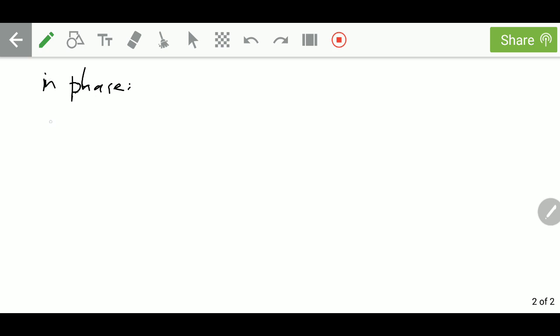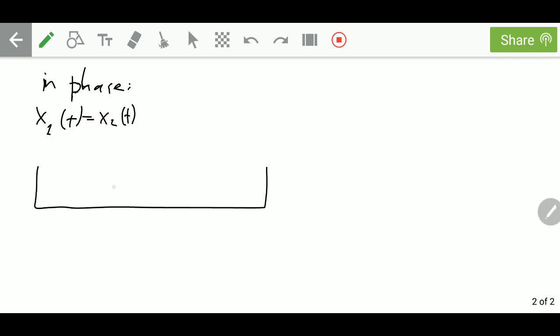So when they're in phase, we have x1 of t equals x2 of t. And so these carts, I'll just draw them as boxes, will basically, so let's say these are the equilibrium points, and I realize I didn't draw the carts very well. They'll basically oscillate perfectly like this.